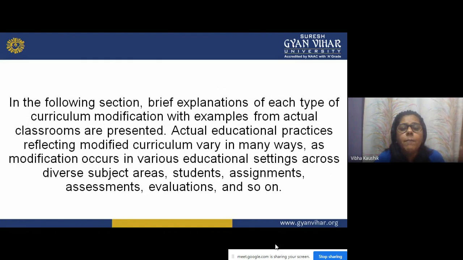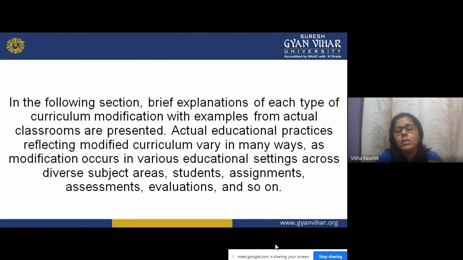In the following section, a brief explanation of each type of curriculum modification with examples from actual classrooms is presented. Now we will discuss how the curriculum modification will be done, and we will try to explain this with the help of different examples. The examples are taken from actual classroom situations, actual educational practices reflecting the modified curriculum.